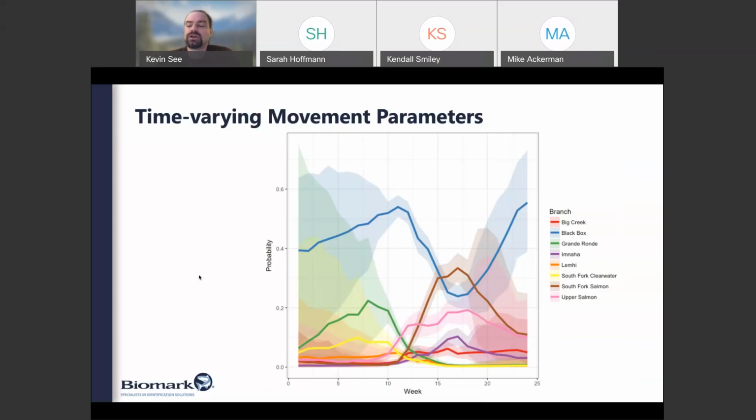So if the trap rate goes from a higher level to a lower level later in the season, some of the populations have differential run timing, right? Fish coming back to Grand Ronde tend to show up earlier. Fish coming to the South Fork salmon tend to show up later in the run. And so your South Fork salmon fish will be underrepresented if the trap rate had dropped later in the season. So allowing those movement parameters to vary through time helps correct for that. If your trap rate remains constant through the whole season, then you don't have to worry about this, and it does make it a little bit simpler.